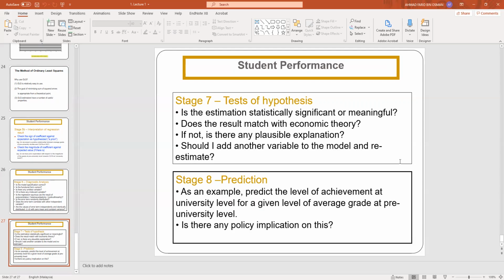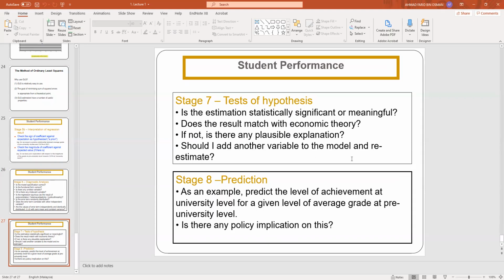Okay, so does the result match with economic theory? And if not, if there is any possible explanation, then should you add another variable to the model and re-estimate? So within this stage, you need to decide on this, or to inspect each of these.